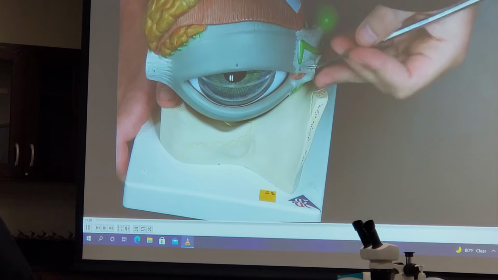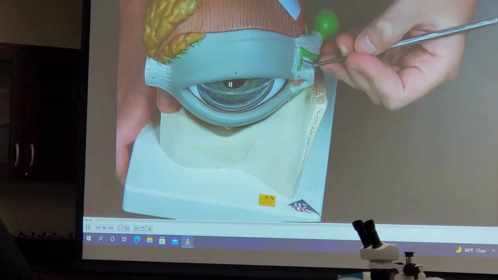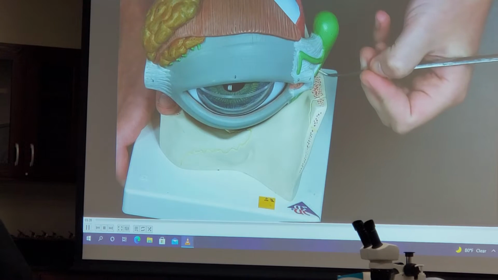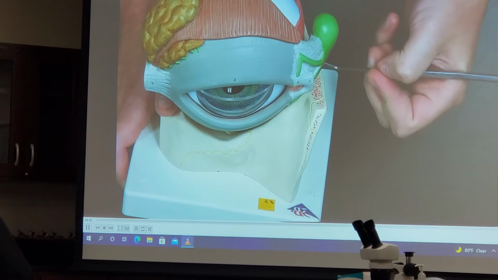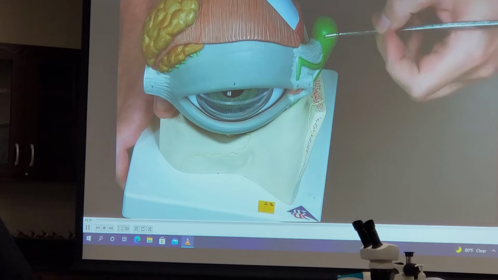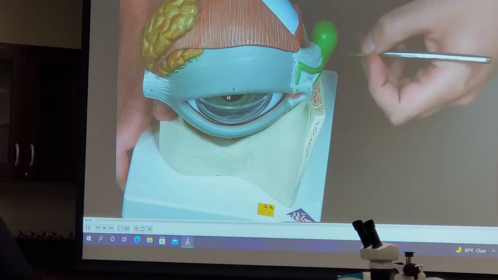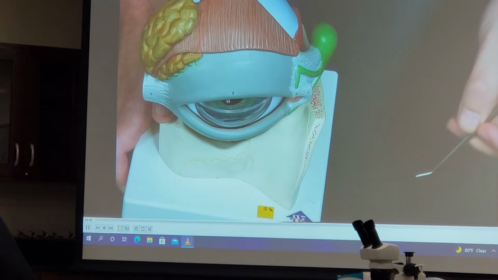The tears, after draining through the lacrimal punctum, will travel through the lacrimal canaliculi, and then it will drain into the lacrimal sac, and then into the nasolacrimal duct. All right.